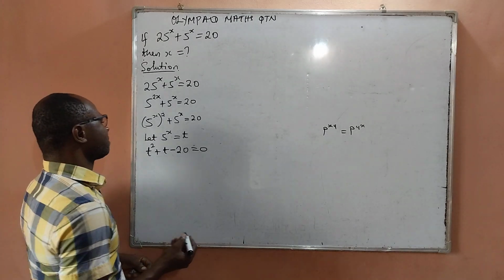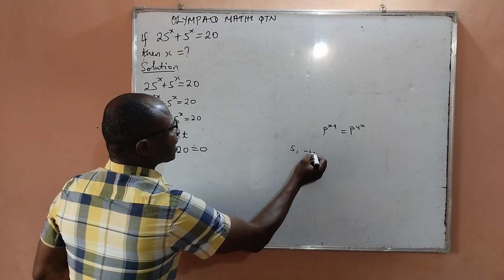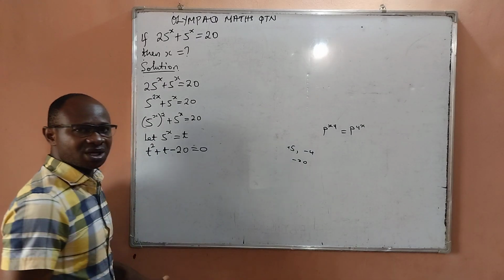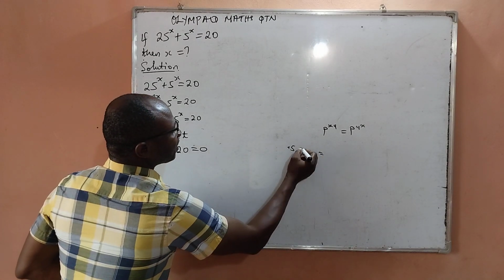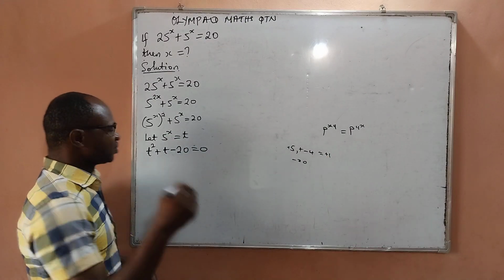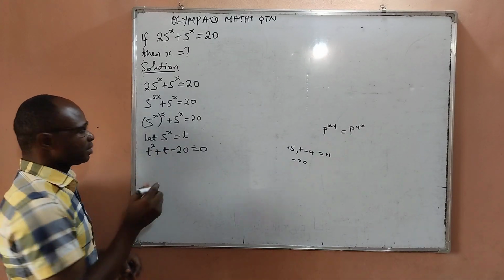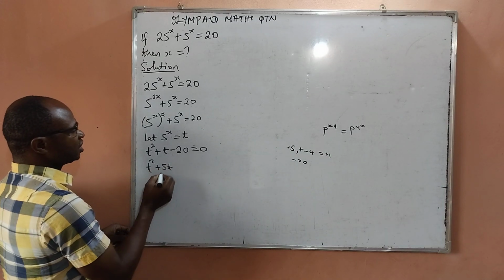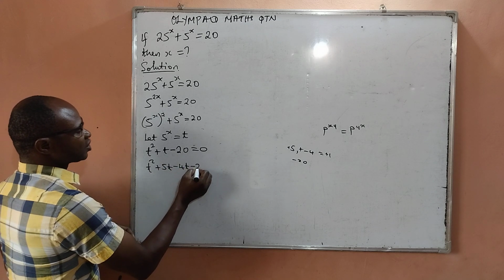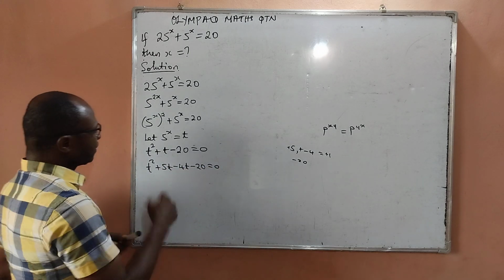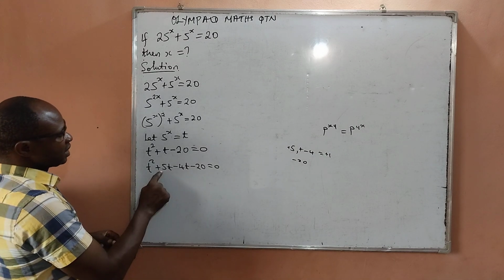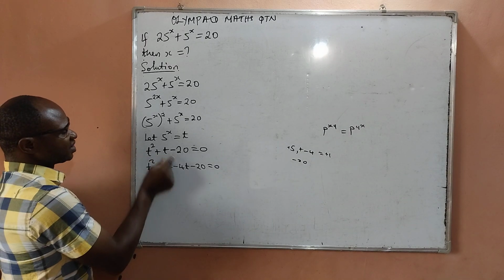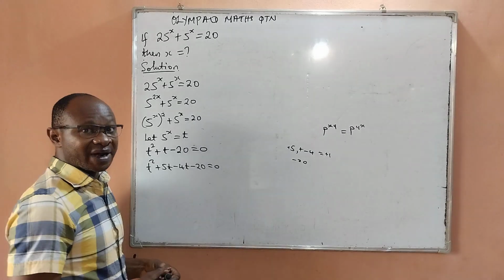So the two numbers I can work out here are plus 5 and minus 4. If I multiply these two numbers, I will get minus 20, and if I add the two of them, it is going to give me plus 1. So I will use it to replace the middle term, which is plus t. That becomes t squared plus 5t minus 4t minus 20 equal to 0. If you look at the middle terms, plus 5t minus 4t will give me exactly plus t. In other words, I just replaced t at the middle so that I can be able to factorize it.